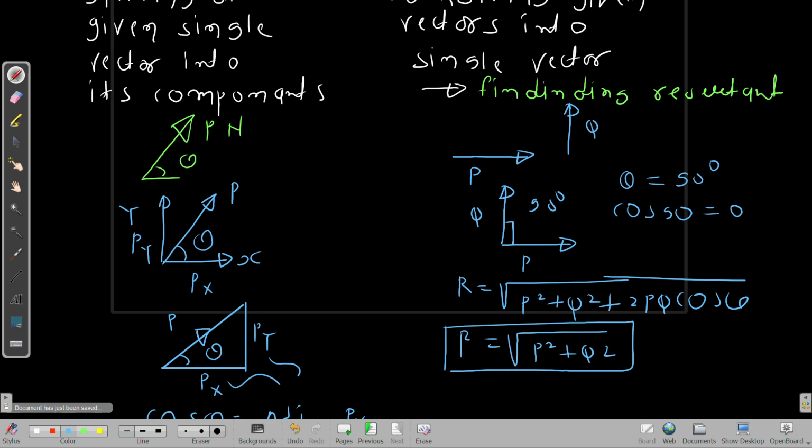So this is a clear-cut difference between resolution and composition. Resolution is dividing things and composition is combining things. If your question has a single vector and you want to do resolution, the answer is splitting. And if you have a number of vectors and your answer wants a single vector, that is called composition. This is the clear-cut difference between resolution and composition. They are opposite processes.